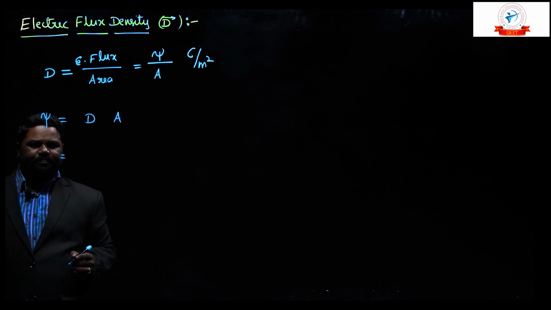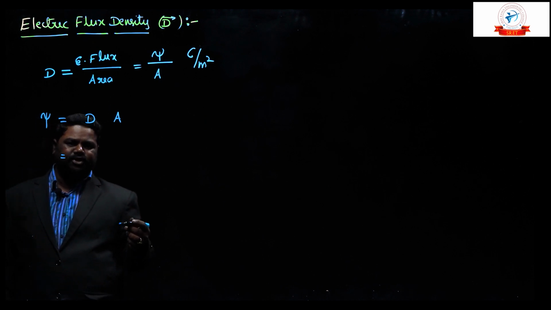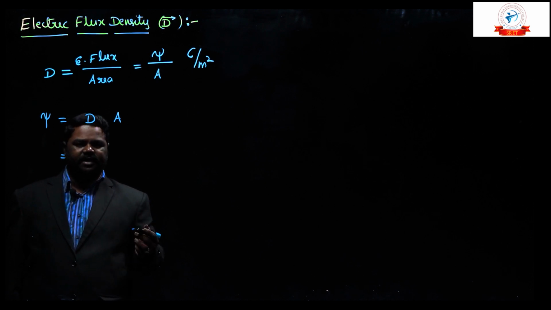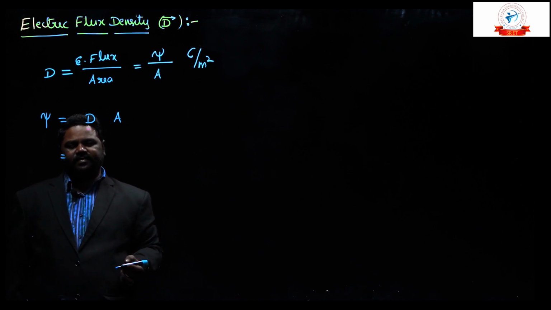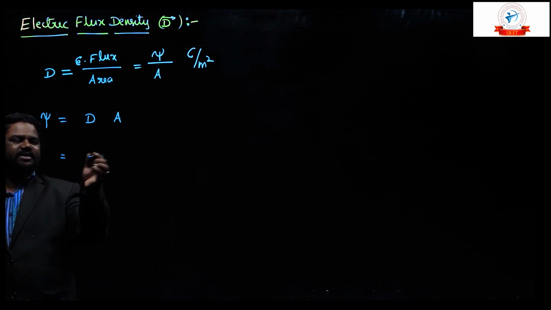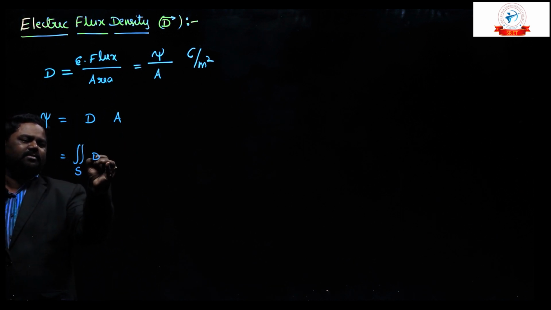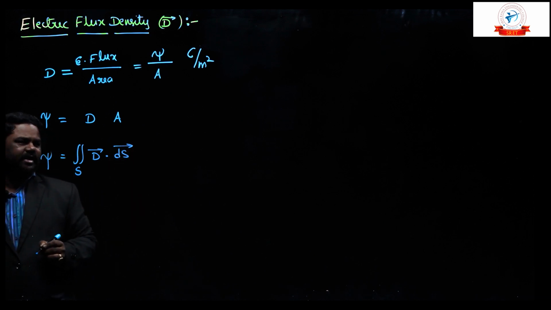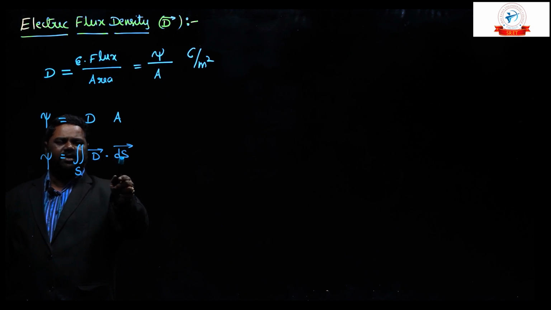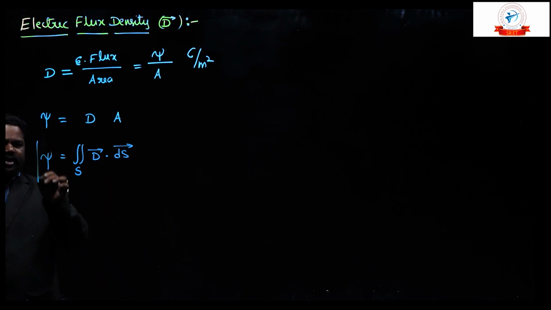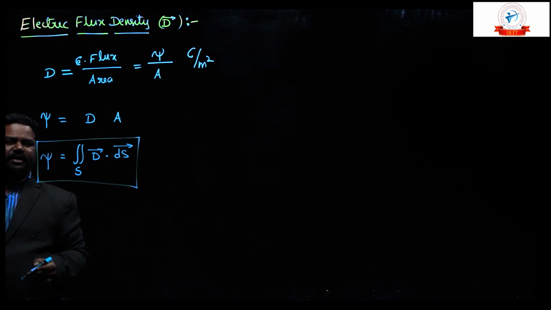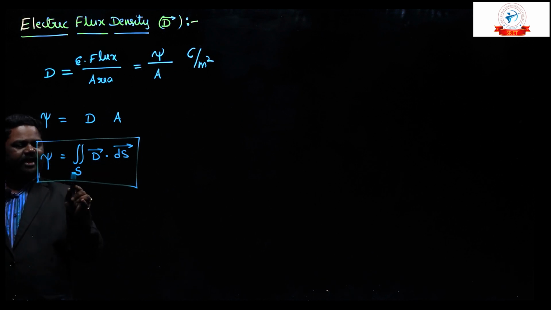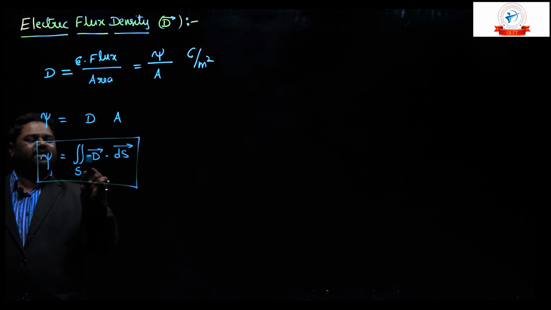Actually, how do we find the area? If the shape of the surface is known to us, then we use the direct formula. And if the shape of the area is arbitrary or very random, we need to find the area with the help of a surface integral. So the electric flux psi is given by the surface integral of D bar dot dS bar. Very important relation. This is the relation between electric flux and electric flux density: the flux crossing any surface is given by the surface integral of D bar.